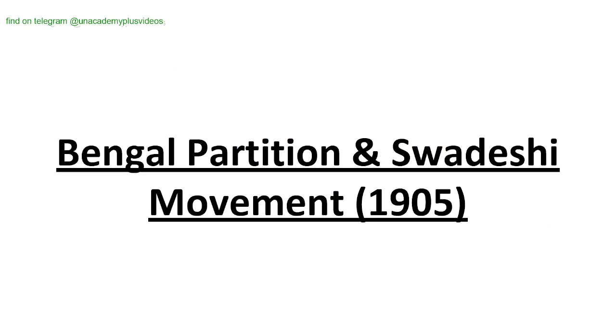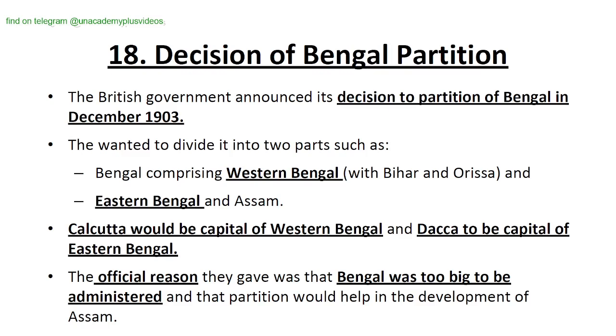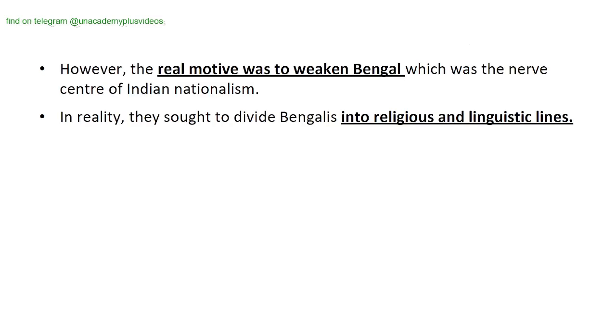Bengal Partition and Swadeshi Movement of 1905. Decision of Bengal Partition. The British government announced its decision to partition Bengal in December 1903. They wanted to divide it into two parts: Bengal comprising Western Bengal with Bihar and Odisha, and Eastern Bengal with Assam. Calcutta would be the capital of Western Bengal and Dhaka the capital of Eastern Bengal. The official reason they gave was that Bengal was too big to be administered and the partition would help in the development of Assam.